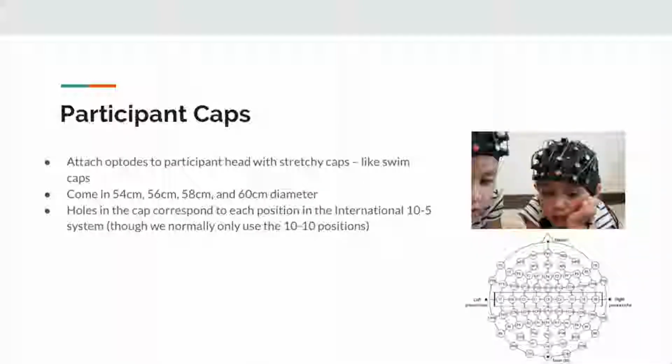First thing you're doing when you are setting up the procedure and the how-to for collecting data is to think about your interface between your participant and your machine, which is the cap. This is how we secure optodes to people's heads, keep them in place, make sure they're positioned over the right areas. These caps that we use are stretchy. They're kind of like swim caps so that they form fit to people's heads. They come in different sizes so that you can get a really good fit on people.